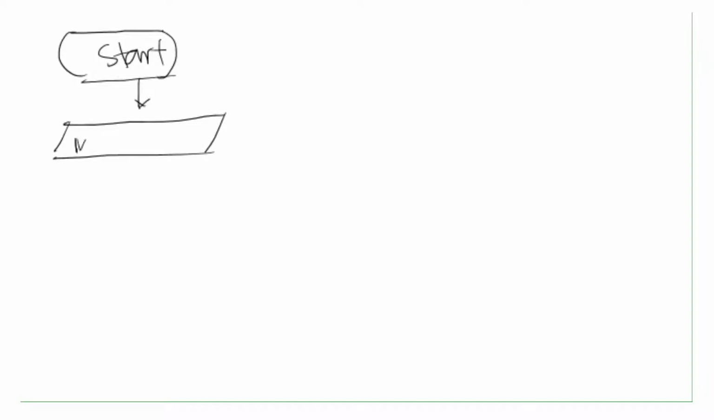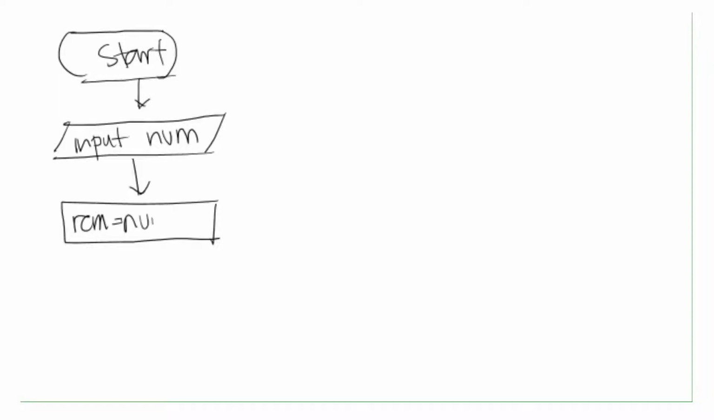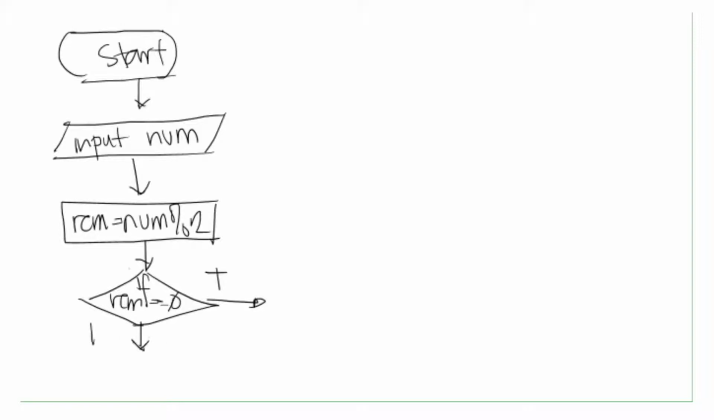So we're going to make use of the terminal symbol, start. Then next is, we're going to input our num. Then, right after that, we're going to make use of the process, and then we're going to compute for the remainder. So this is num modulo 2. The next is, we're going to make use of the decision symbol. If rem is equal to 0, then this one is true, this one is false.